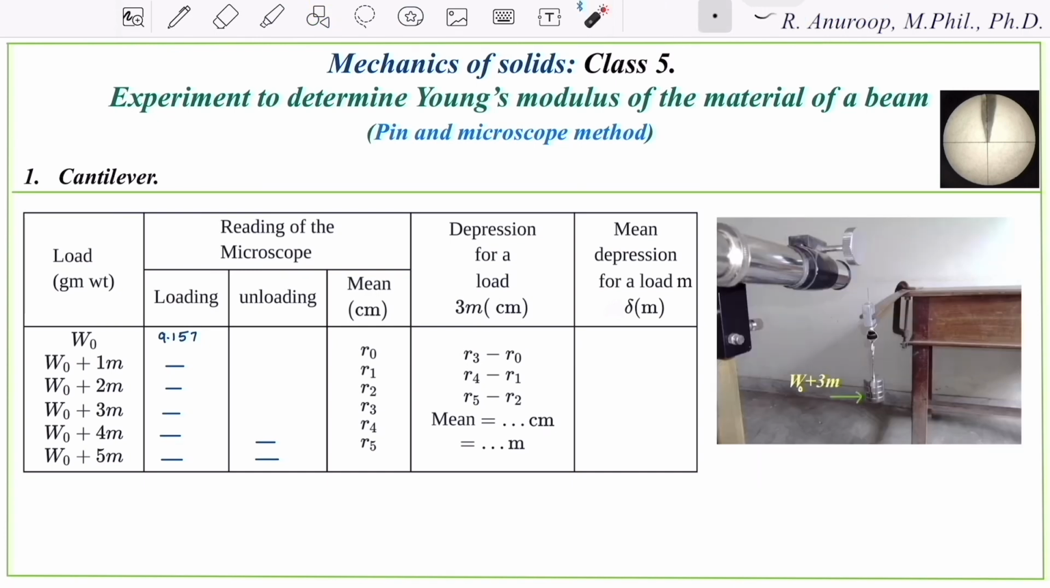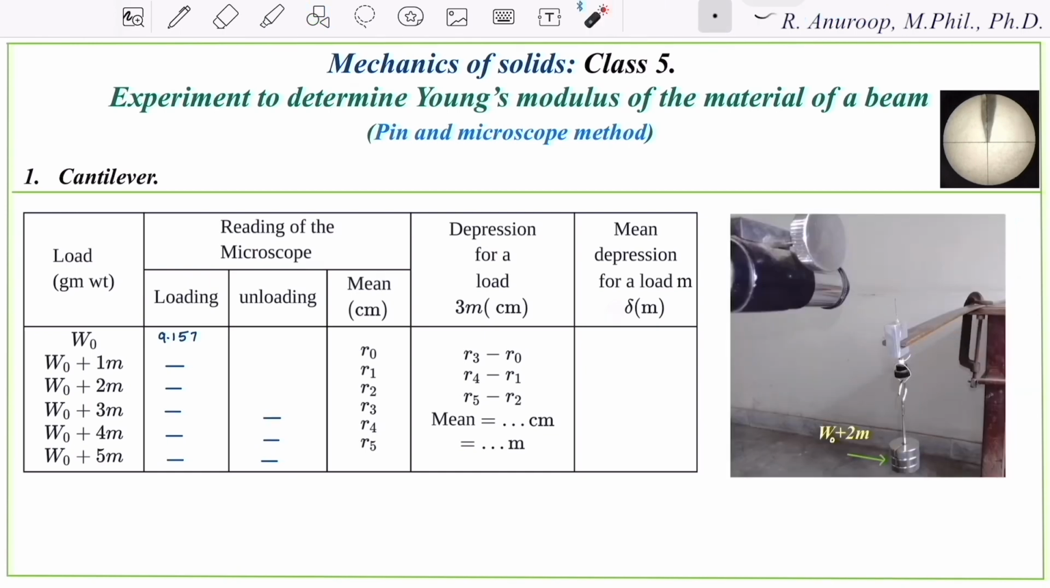Then remove 1m again, so the total weight becomes W0 plus 3m. Now the traveling microscope reading is noted, and write the corresponding reading in the unloading column. Then remove one more weight, so the total weight is W0 plus 2m. The traveling microscope reading is again noted. Now write the reading corresponding to W0 plus 2m.